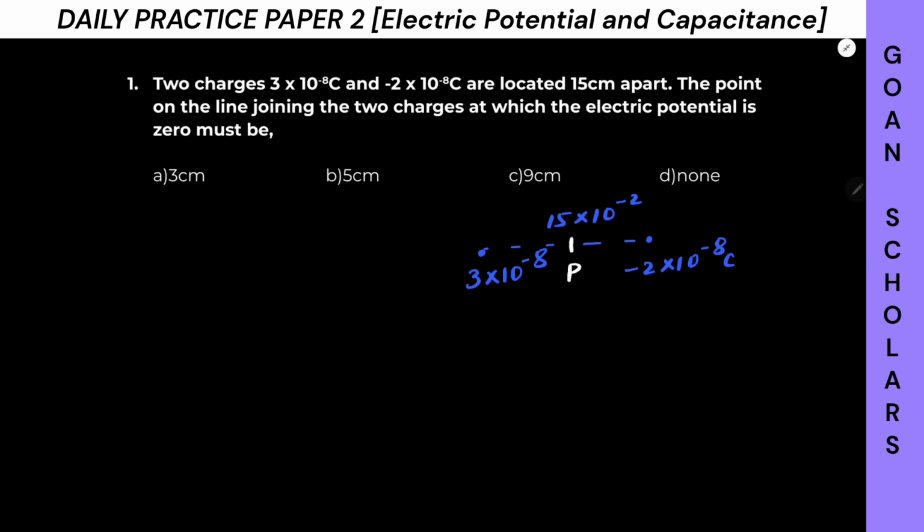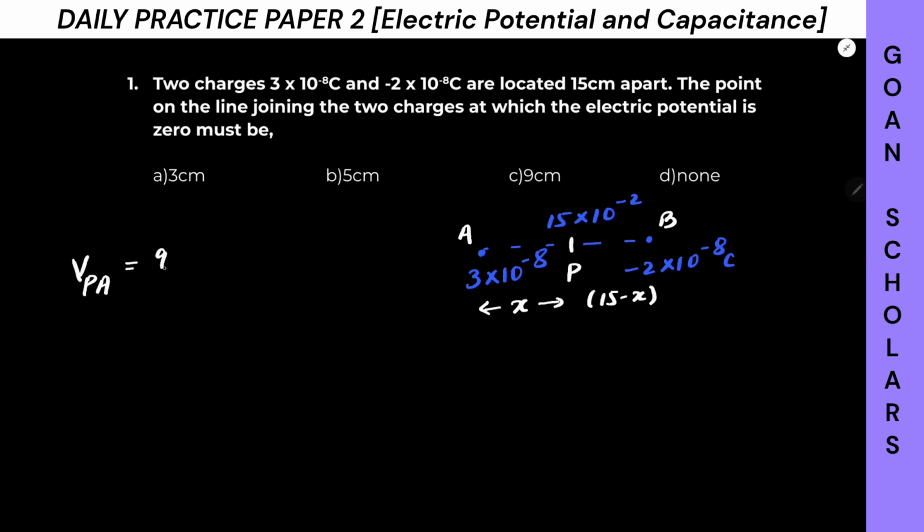So let's assume that this is our point P where the electric potential is 0, and this point P is at a distance of x centimeter. Then from the other side it will be at a distance of 15 minus x, right? Because the total distance is 15 centimeter. Now, first of all, we will find potential. Let's call it charge at A and charge at B. Let's first find the potential at point P due to A.